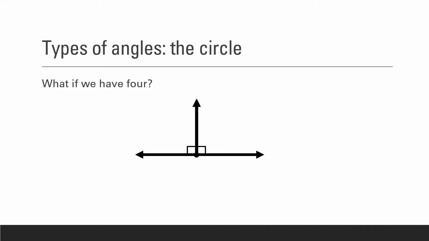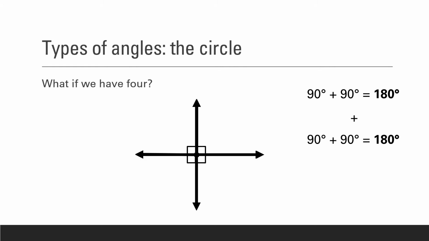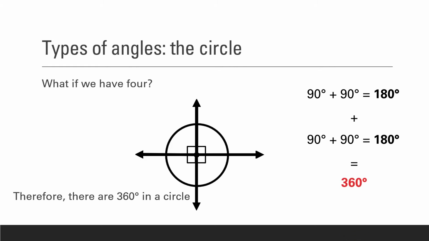Okay, well, let's take this a bit further. If I know that when I have two right angles back to back, what I actually have is 90 degrees plus 90 degrees is equal to 180, what happens if I added another 2 on the bottom side of that line? Well, what I would have is another 90 plus 90, or four 90s added together, and if I did that, I would get 360 degrees, which is also known as a circle. Therefore, we know that a circle has 360 degrees in it.